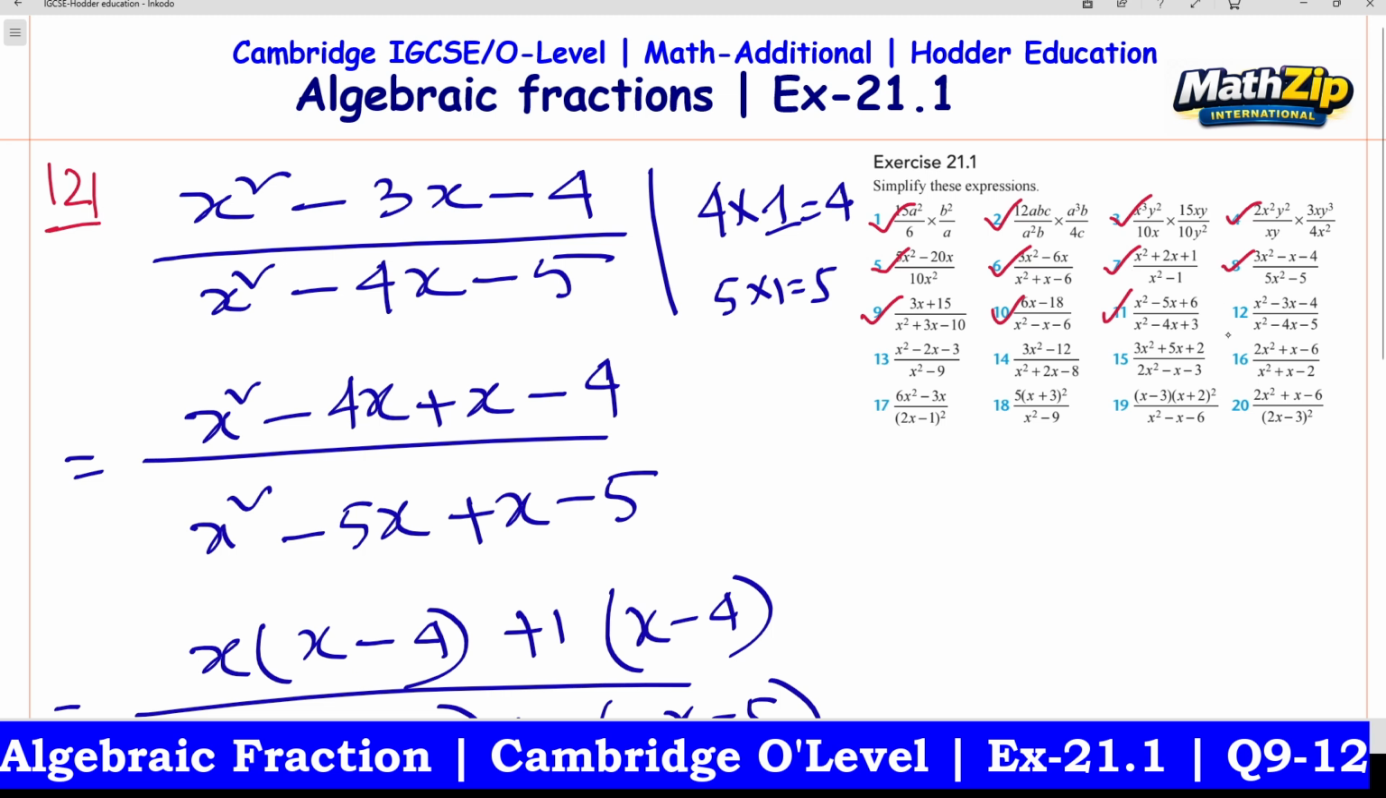Number 12 done. In this video I tried to solve 4 maths questions based on algebraic expressions, algebraic fractions. Actually this is the algebraic fraction exercise 21.1, and I am following Hodder Education Cambridge O-level mathematics.